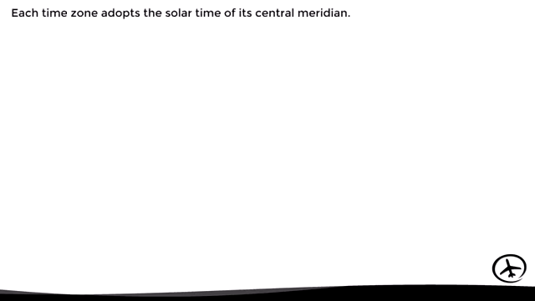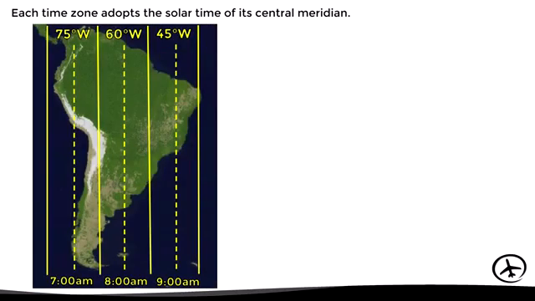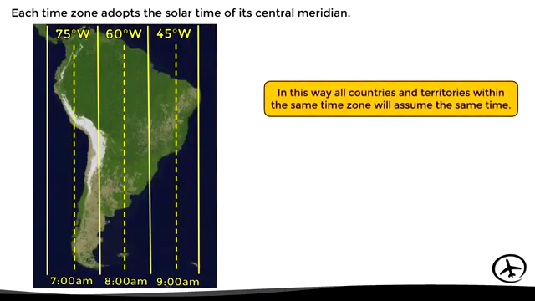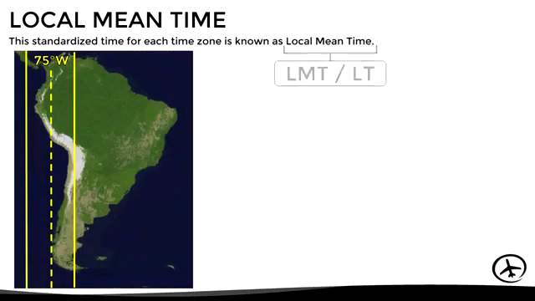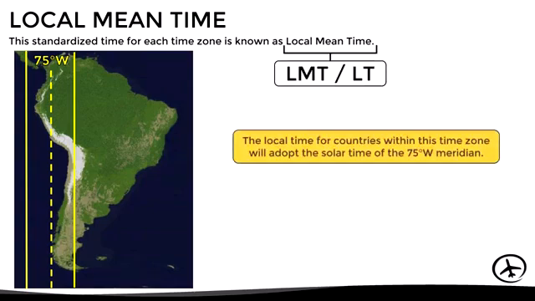Now, each time zone adopts the solar time of its central meridian. This way, all countries and territories within the same time zone will assume the same standard time, which means that they are no longer based on their actual solar time. Now, this standardized time for each time zone is known as local mean time, and is usually abbreviated as LMT or only LT. In this example, the local time for countries within this time zone will adopt the actual solar time of the 75 degrees west meridian.